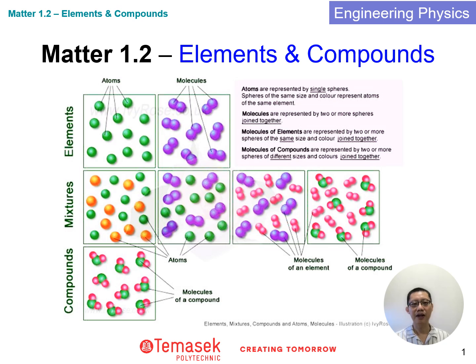At the top, elements are shown as single color atoms or molecules made of identical atoms. In the middle, mixtures combine different atoms or molecules without bonding them chemically. At the bottom, compounds show molecules formed by different types of atoms chemically bonded.